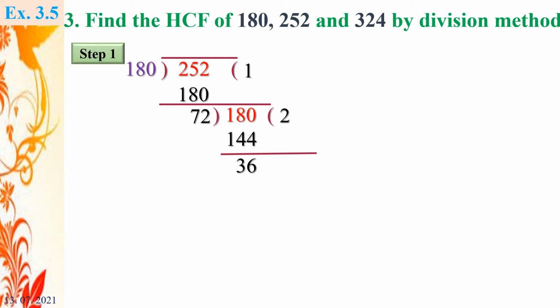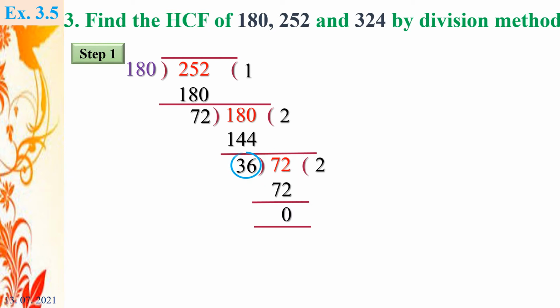Now divide the divisor by the remainder. That means we have 72 as divisor and 36 as remainder. Now we are going to divide the divisor by the remainder. So how many times do we have 36 in 72? We have 2 times, so 2 times 36 is 72. Now subtract, the remainder will be 0.